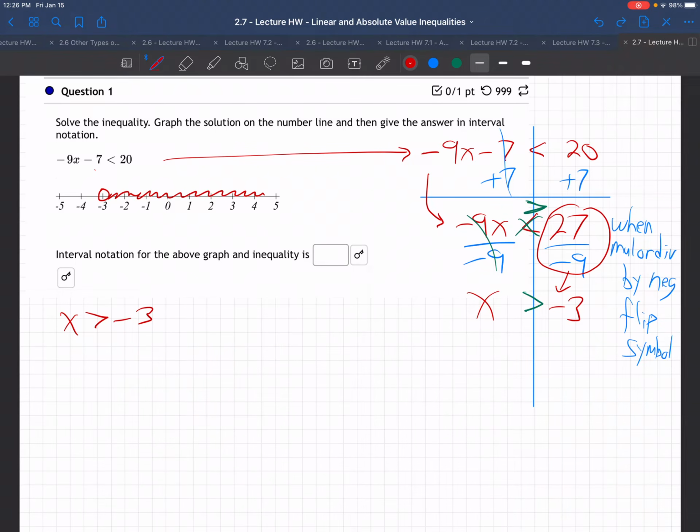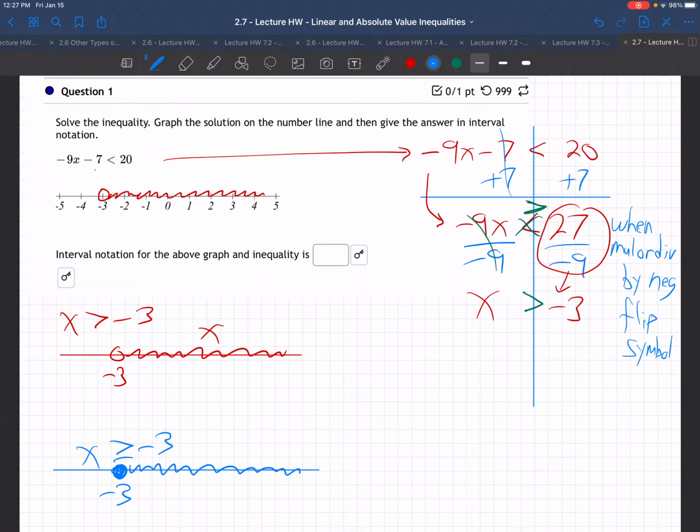then at negative 3 you have a hollow dot and you shade to the right because x is greater, x is to the right. Whereas, come down here, if they gave us, let's do another number line here, if they gave us x greater than or equal to negative 3, then in that case we would put a solid dot at negative 3 and shade to the right because x would be to the right. Does that make sense?